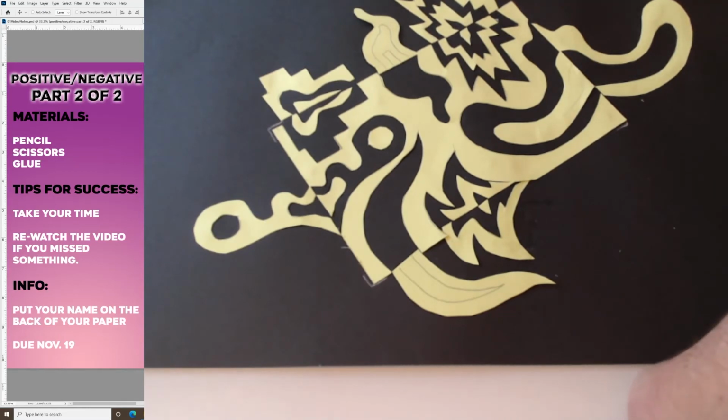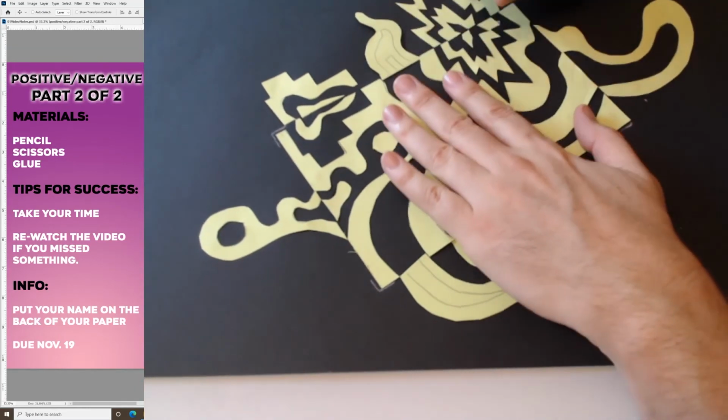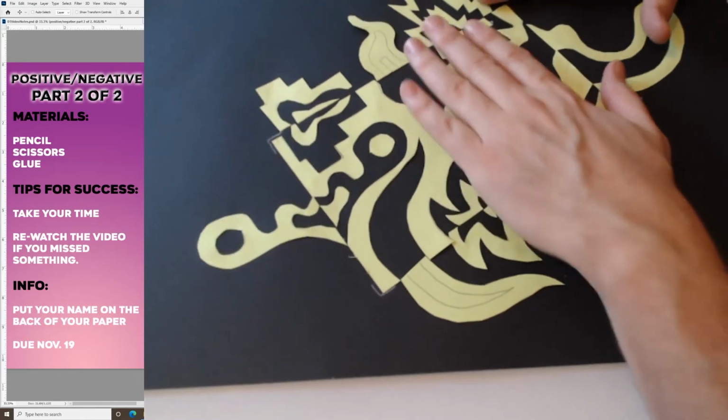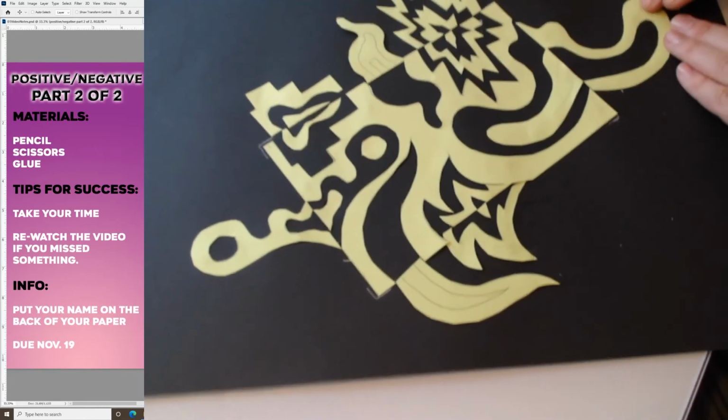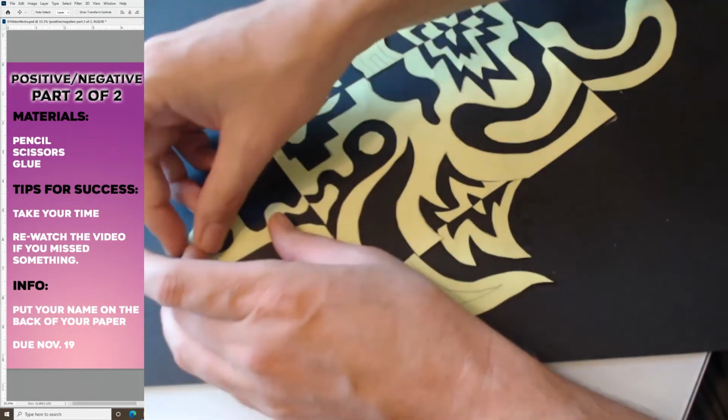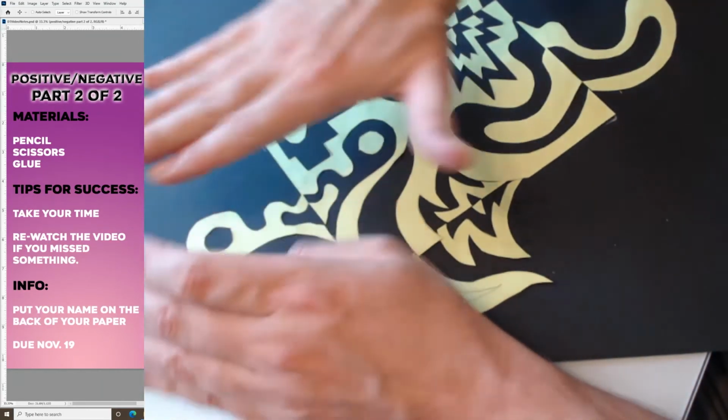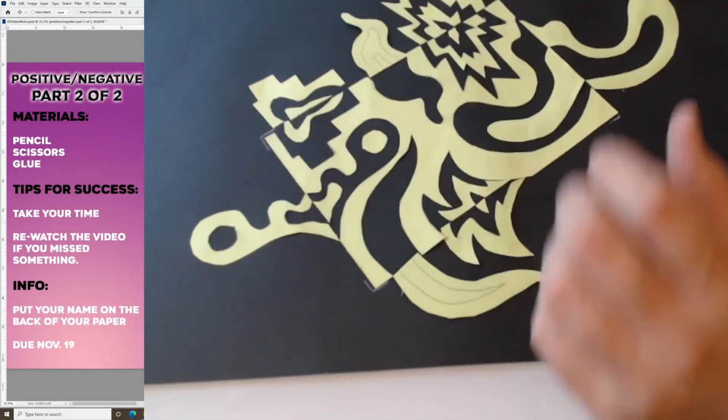Now, here's the tricky part. If you have some pencil lines, make sure it's all glued down first. If this peels, you want to put a little glue behind it and glue it down. If this thing peels up, you're just going to put a little bit of glue on that end and make sure it's glued down secure.